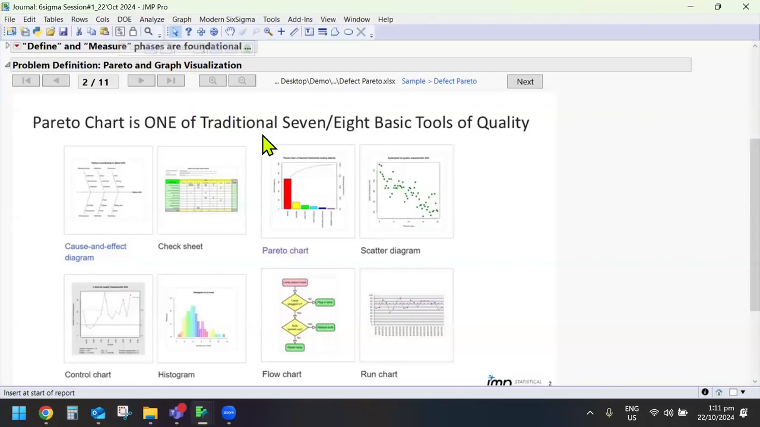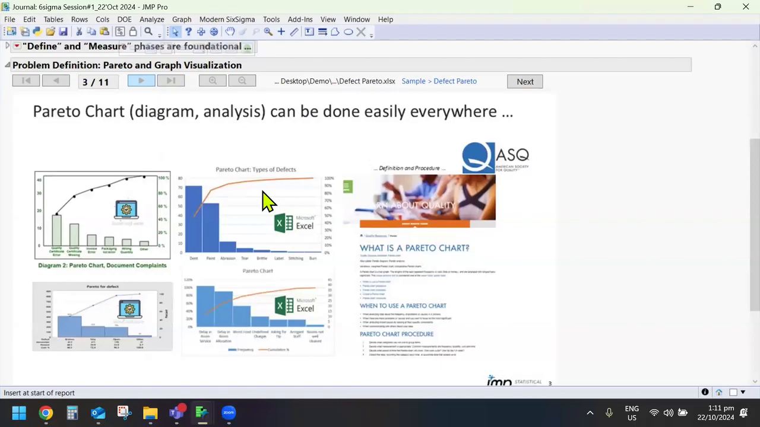But the concept is still valid. The way we make use of the Pareto is still valid, but how we do the Pareto may be changing. So a Pareto chart can be done easily anywhere. You can use any software to easily create a Pareto chart, and you can even use Excel to do so.